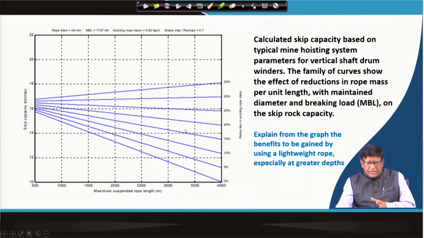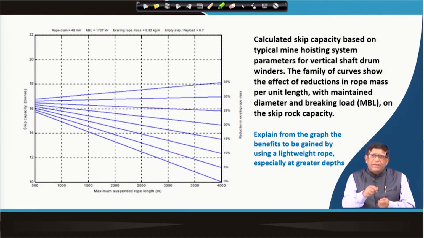Now, if you get this graph, can you explain from the graph the benefits to be gained by using a lightweight rope, especially at a greater depth? We can see here that if your depth has increased from 1500 meter to 2000 meter, with the same rope, the hoisting capacity was 14 ton and has now reduced to 13 ton. So, as you go deeper, the productivity or the per skip capacity decreases. That means you will have to take a skip where the payload will be less.